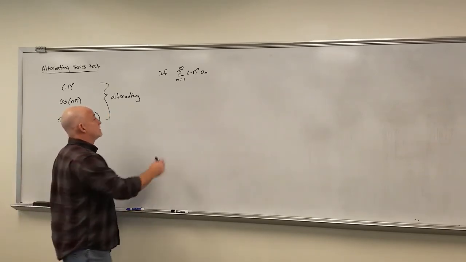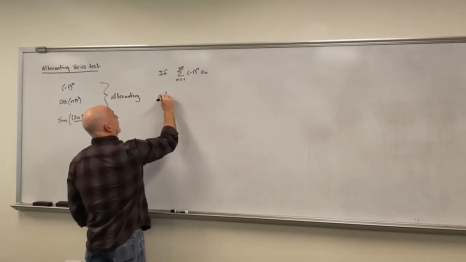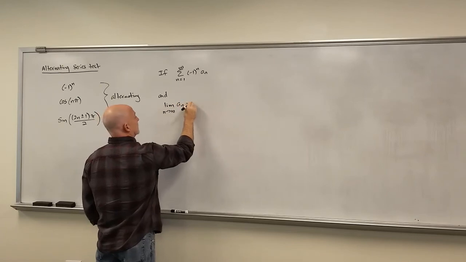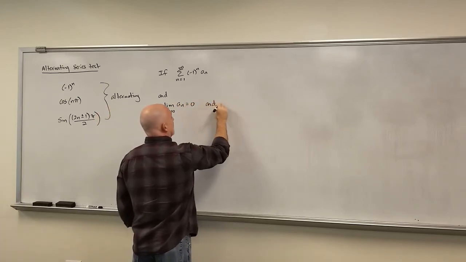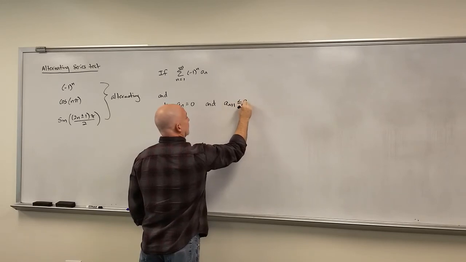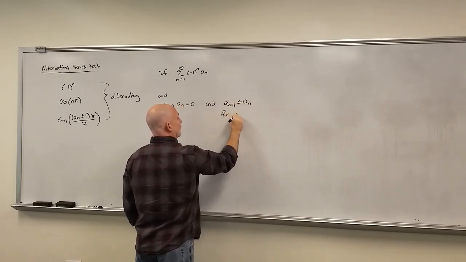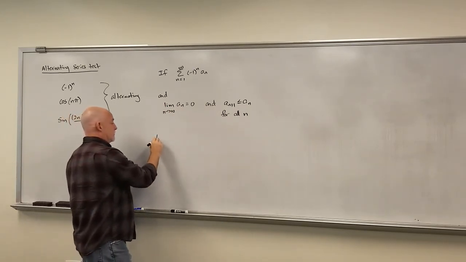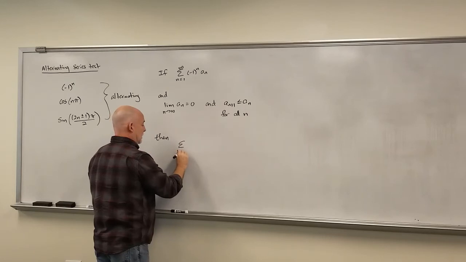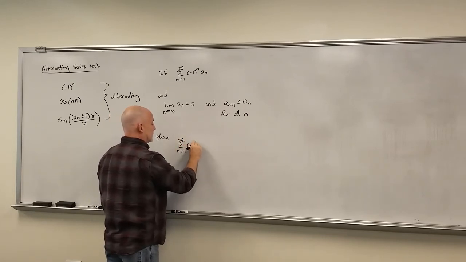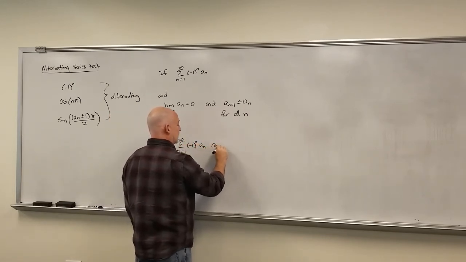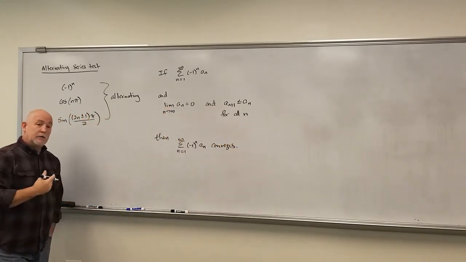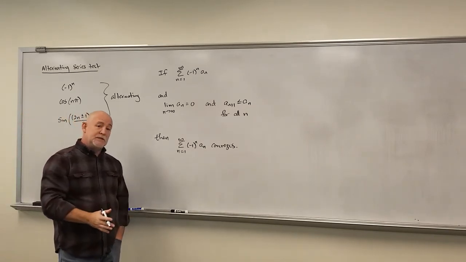If we're given this series, and let's say the limit as n goes to infinity of a sub n is equal to 0, and a sub n plus 1 is less than or equal to a sub n for all n, then we can say this. Then the sum from n equals 1 to infinity of (-1)^n a sub n converges.